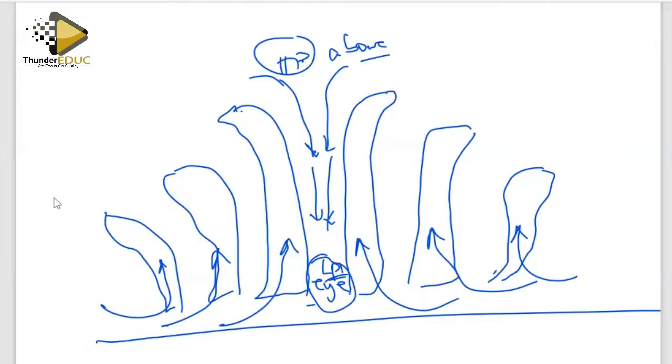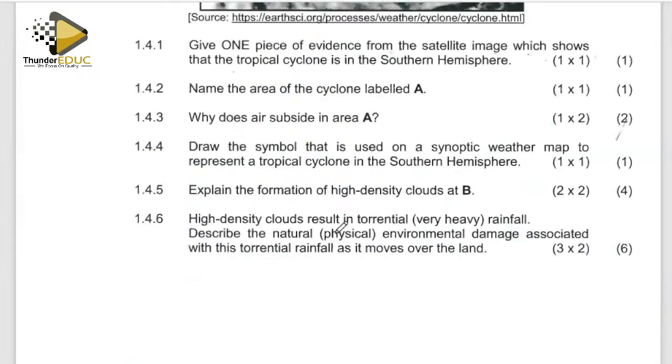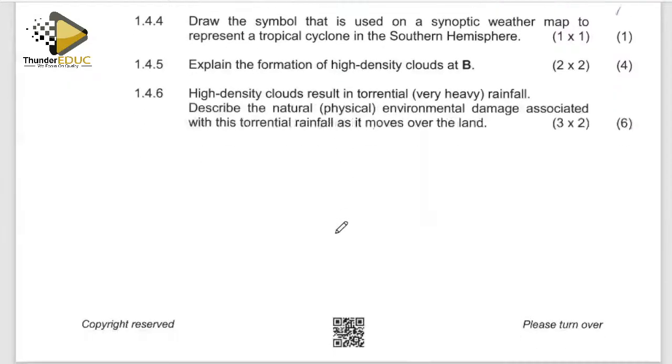Right, moving on to the next question. It's saying, draw the symbol that is used on a synoptic map to represent a tropical cyclone in the southern hemisphere. I'll do the illustration here. What happens here is the symbol that is used in the southern hemisphere. I'll illustrate the two hemispheres. In the southern hemisphere, the symbol is like this.